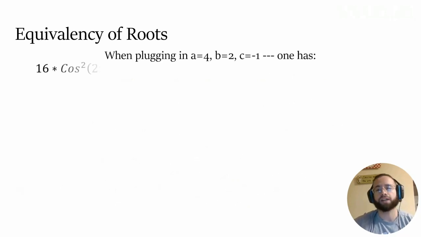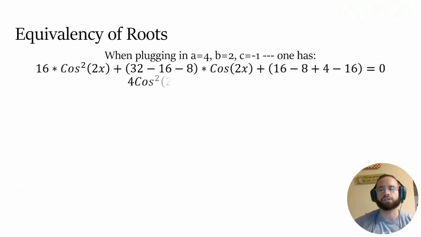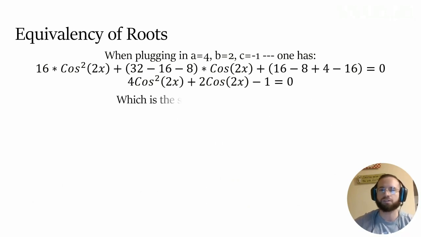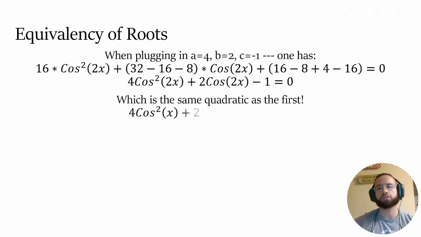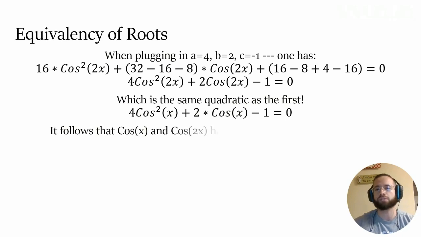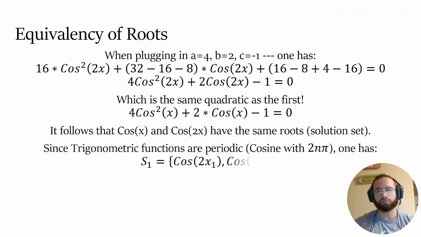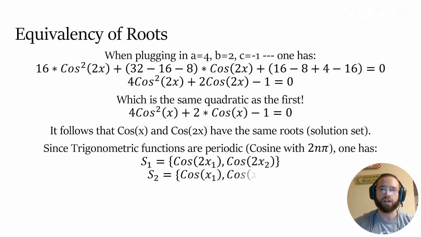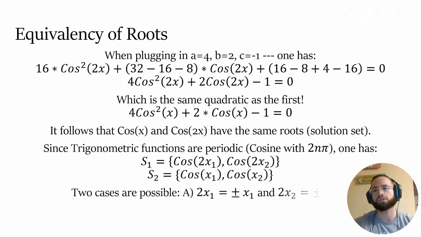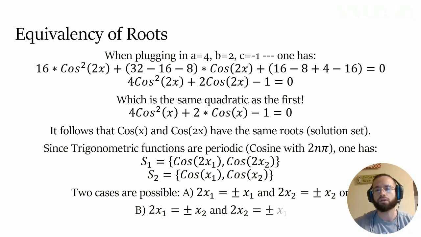When plugging in a equal to 4, b equal to 2, c equal to -1, we have the following: 16 times cosine squared 2x plus 32 minus 16 minus 8 times cosine 2x plus 16 minus 8 plus 4 minus 16 equal to 0. Remember, we want to solve for the roots of this. We're left with 4 times cosine squared 2x plus 2 times cosine 2x minus 1 equal to 0.